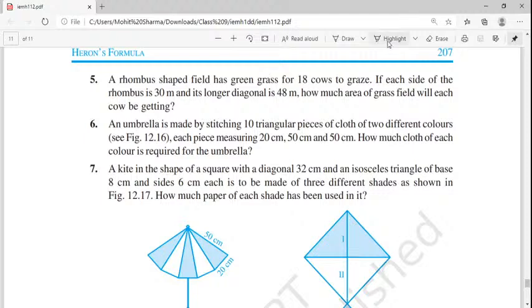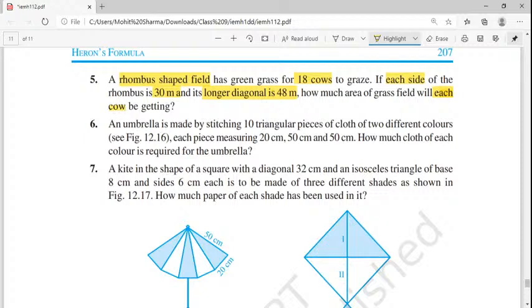Now this one says that a rhombus shaped field has green grass for 18 cows to graze. So you have a rhombus shaped field, and in this field there is grass which is enough for 18 cows. If each side of the rhombus is 30 meter and its longer diagonal is 48 meter, you have to tell how much area of the grass field each cow will get. You have to find the area of grass field for each cow.